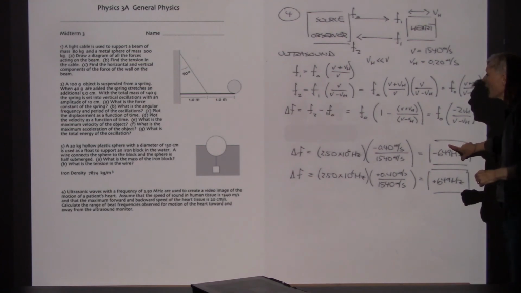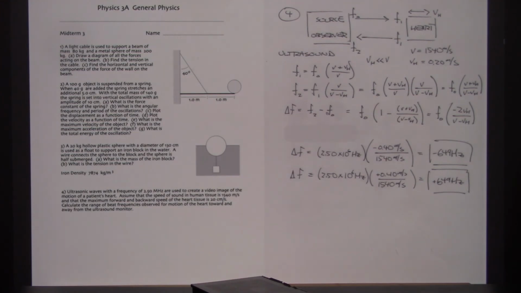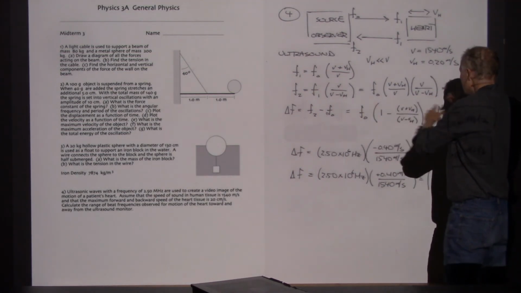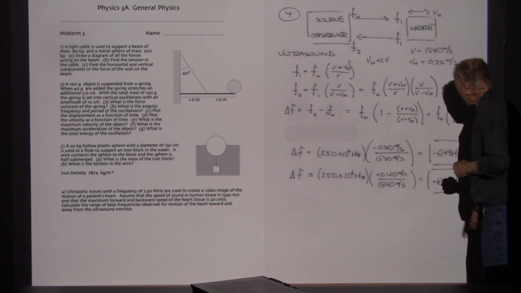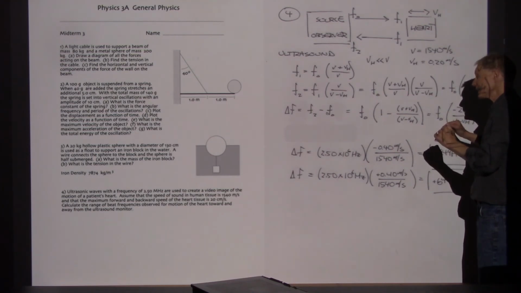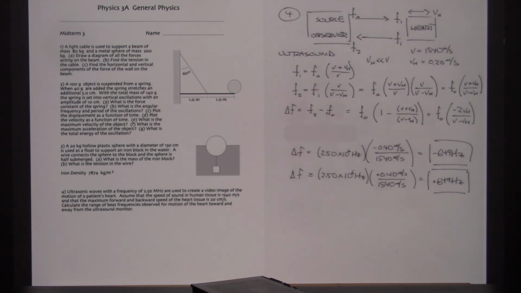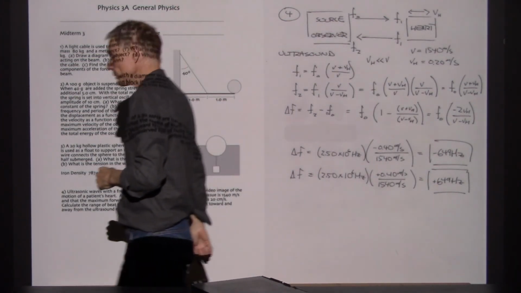Now that's 649 compared with 2.5 million. So you can see it's a very slight shift, but again, by comparing frequencies, it can be done. And then when the heart tissue is moving back the other way, those signs are going to change. So in the notes, again, I will try. There is no try, there is only do or do not. So I will try and get these numbers updated. If I don't, be aware that those plus and minus signs need to get changed.